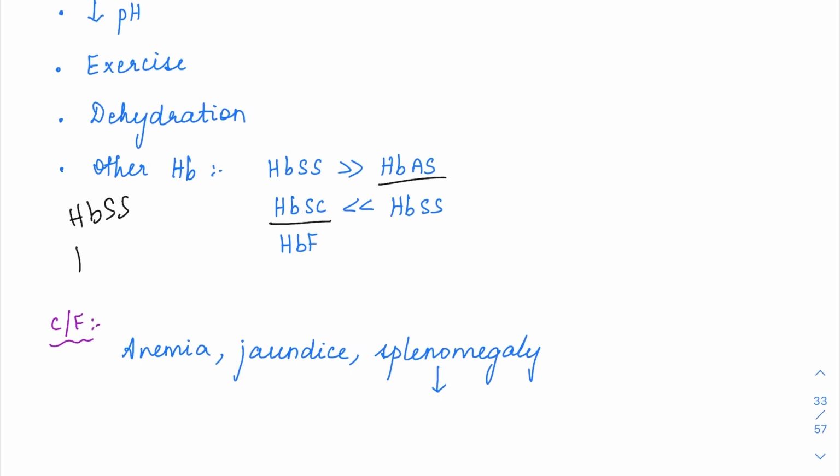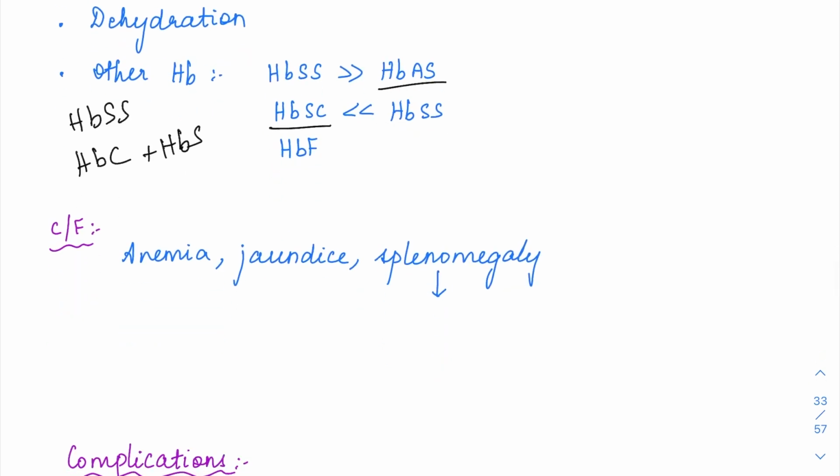And same goes for HbSC. There is another abnormal hemoglobin called HbC. So there is going to be a combination of HbC and HbS in this condition. This again is going to be more protective than HbSS. Not protective as such, it is also going to lead to disease only, but it is not as severe as HbSS, the homozygous state. And then the presence of HbF.